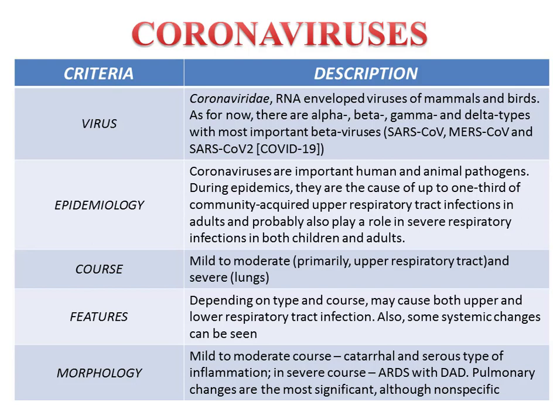According to the morphology, mild to moderate course results in catarrhal and serous type of inflammation, and in severe course, mostly we will see acute respiratory distress syndrome with a diffuse alveolar damage. Exactly, the pulmonary changes are the most significant due to clinical and radiological manifestations, for they are non-specific.